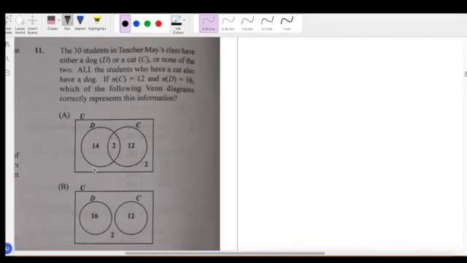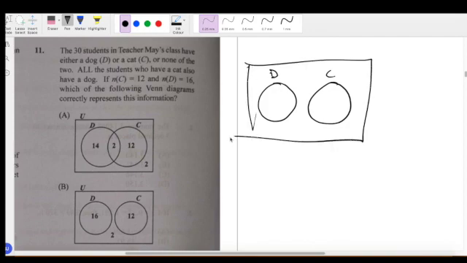Number 11, the students in Teacher May's class have either a dog D or a cat C, or none of the two. All the students who have a cat, all right, so they either have a dog or a cat. They didn't say both, right? All right, so either a dog or a cat, or none of the two. So that means that there will be people in the universal set who have none, right? But they didn't say anything about people who have both. If the number of cats is 12 and the number of dogs is 16, which of the following Venn diagrams correctly represents this information? And I mean, you have 30 students in the class, right?